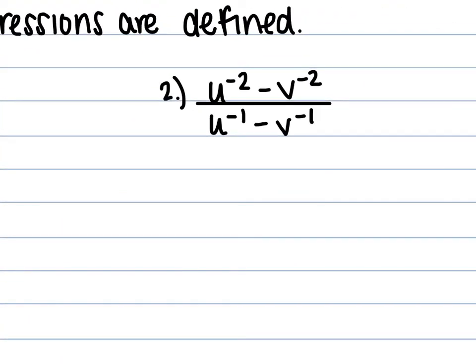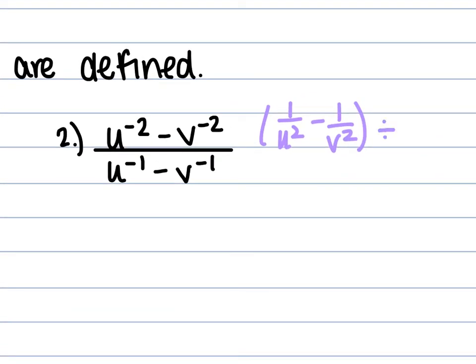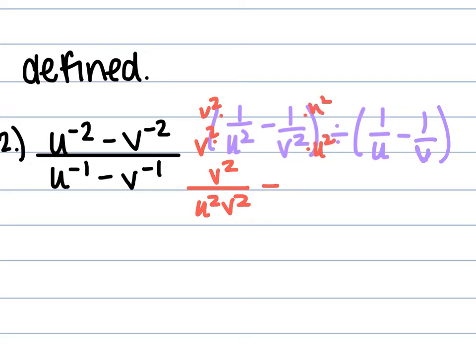For the second one in this section, we have u to the negative second, so that's 1 over u squared, minus v to the negative second, so it's 1 over v squared, divided by, then we have 1 over u minus 1 over v. All right, so first fraction. Least common denominator, u squared v squared. Multiply top and bottom of the first by v squared. This is going to give us v squared over u squared v squared, minus second fraction is going to be u squared. So that's going to be u squared over u squared v squared.